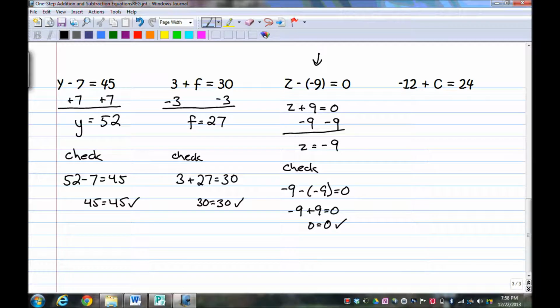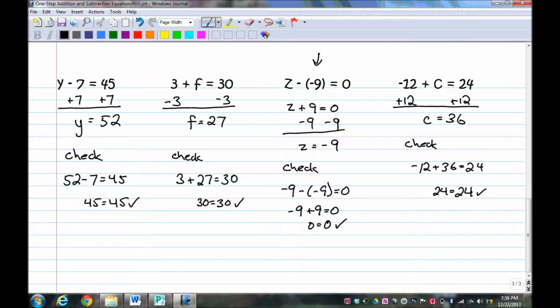For this last one then, the opposite of a negative 12 is a positive 12. A negative 12 and a positive 12 is 0, leaving just c. And on the right, positive 24 and positive 12 gives me 36. For my check step, negative 12 plus 36 should be equal to 24. Signs are different, so I subtract, and it is. I am good. Pretty cool, huh? And it only gets much more interesting from here.